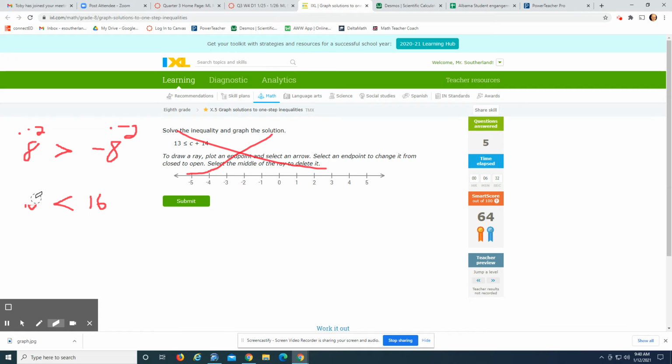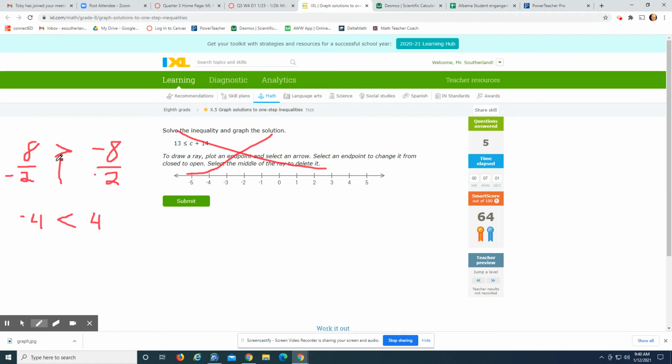The same thing happens, ironically, when you divide as well. So anytime that you multiply or divide by a negative, we'll divide by negative 2 here. That's going to come out to be negative 4, and this is going to come out to be positive 4. And then because we know that negative 4 is less than 4, notice the sign switched. This is really important. It's the only time that we do this: when we divide or multiply by a negative. We flip the sign if we divide or multiply by a negative.